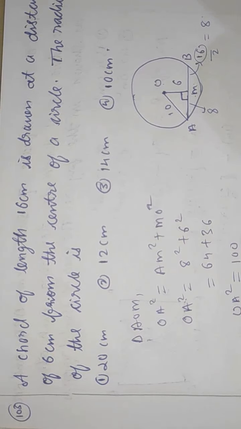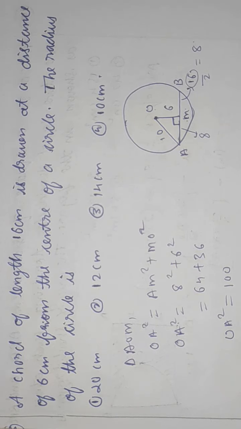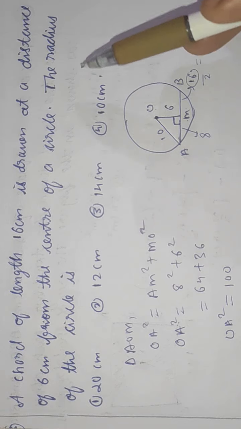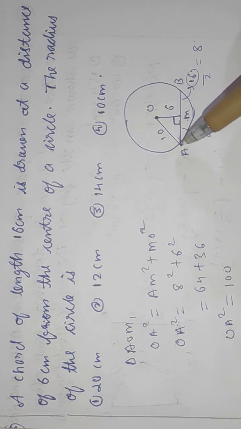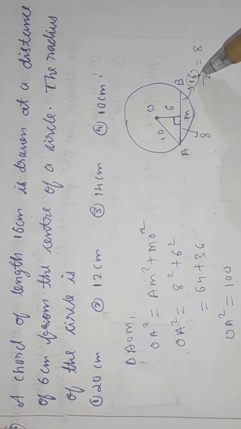Next question, question number 103. A chord of length 16 centimeter is drawn at a distance of 6 centimeter from the center of a circle. The radius of the circle is. So here we are considering a circle and a chord AB. The length of the chord AB is 16. Half of 16 will be equal to 8.